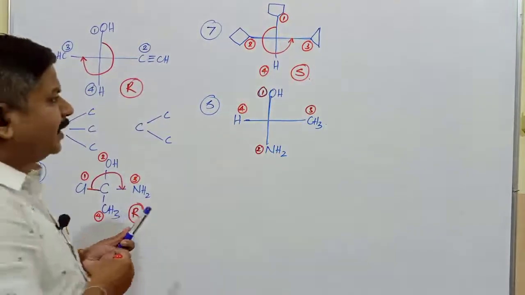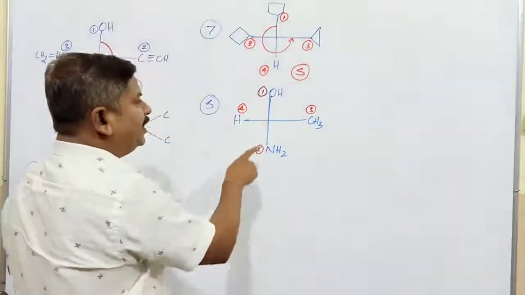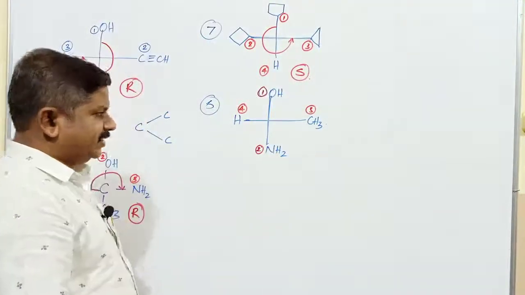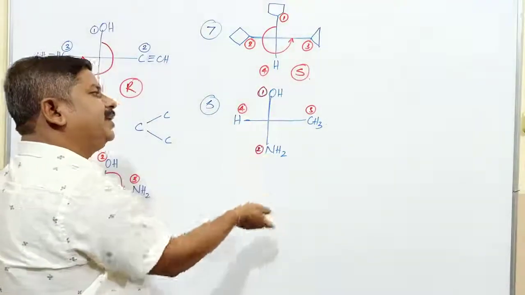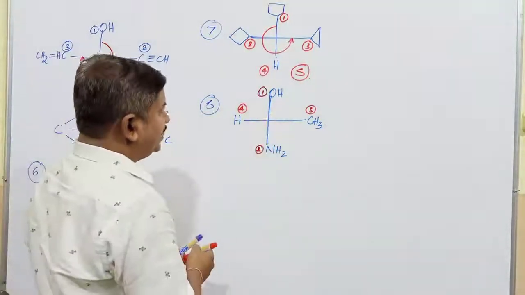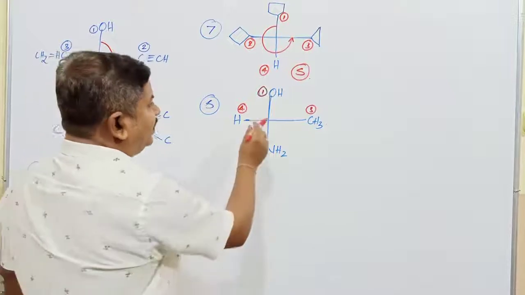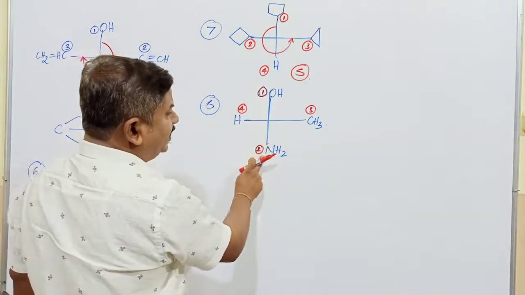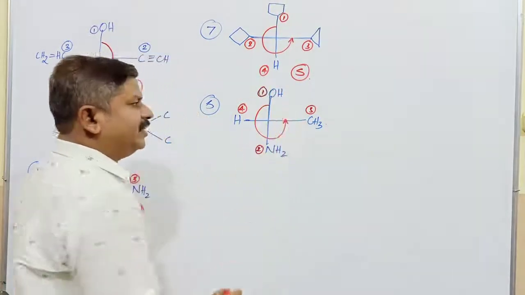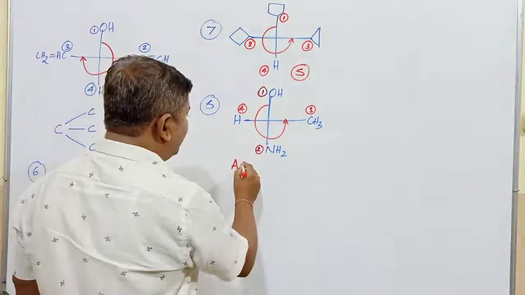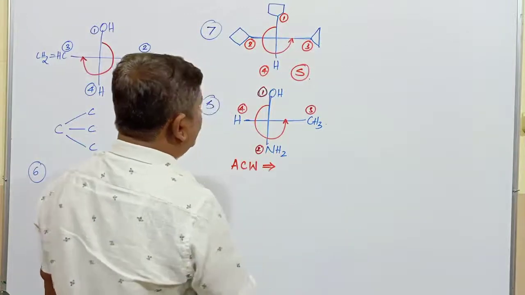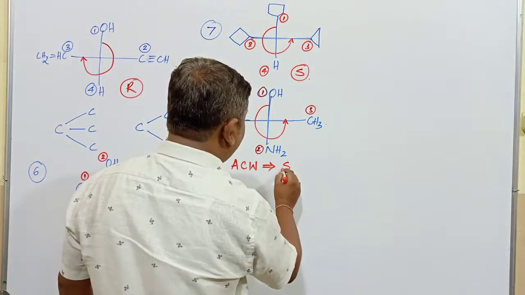In this structure, whenever the lowest priority group is present in horizontal position, we have to go with some interchanges. But here, without any interchanges, I will explain how to identify the correct configuration of the molecule. Just observe the rotation here. This is the highest priority, next priority is NH2, next priority is what? CH3. Now is this clockwise or anti-clockwise? This is taking place in anti-clockwise. When it is anti-clockwise, what is the configuration of the molecule? The configuration is referred to as S.